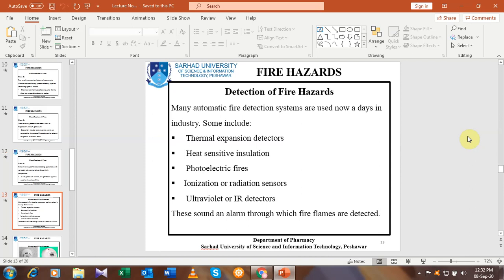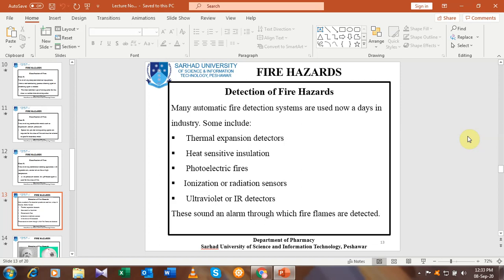We also discussed the detection of fire hazard. That's how the fire hazard is detected in the pharmaceutical industry. Many automatic fire detection systems, different alarms and sensors are installed in the pharmaceutical industry nowadays, including thermal expansion detectors, heat sensitive insulation, photoelectric fire, ionization or radiation sensors, and UV or IR detectors for detection of the fire hazard at the workplace.